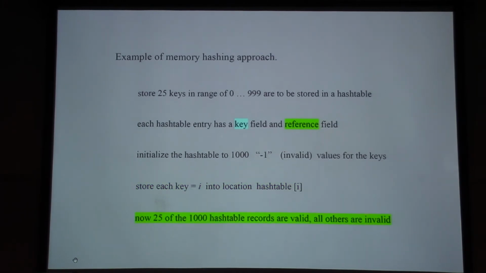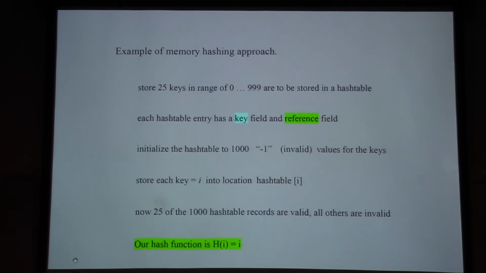So 25 of the 1,000 hash table records are valid. All the other ones are -1s because there's nothing there, because I only have 25 keys. So only 25 locations of these 1,000 locations are filled. So that means 975 are what? Empty. Which is fine, except that it means 975 out of 1,000, that's 97.5% of the storage, is wasted. But we're rich, so we can afford it. So we're going to say, okay, that's fine.